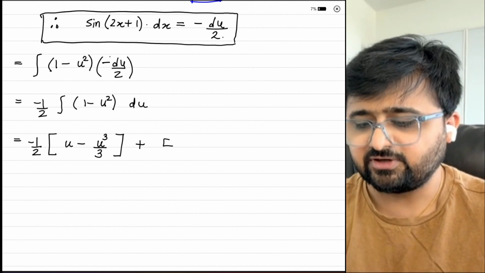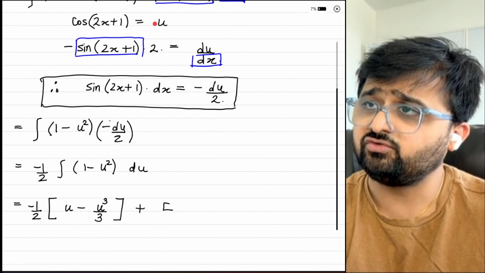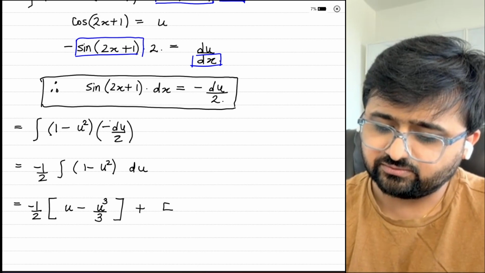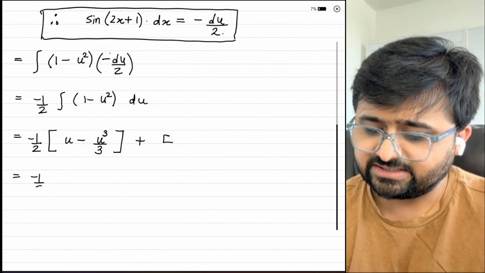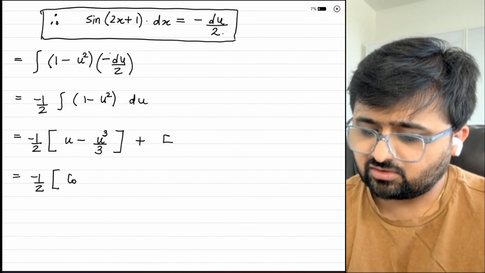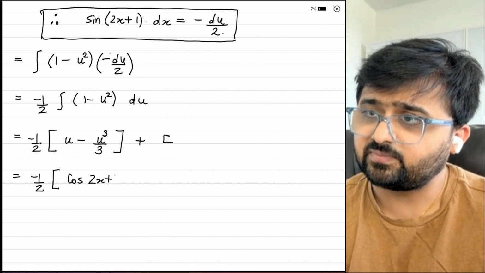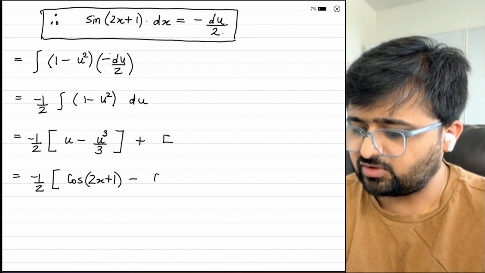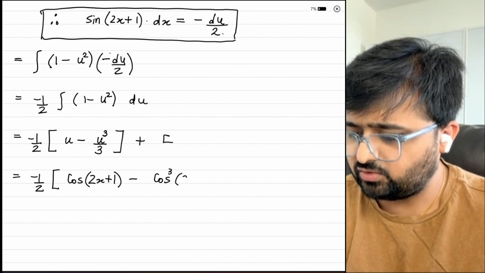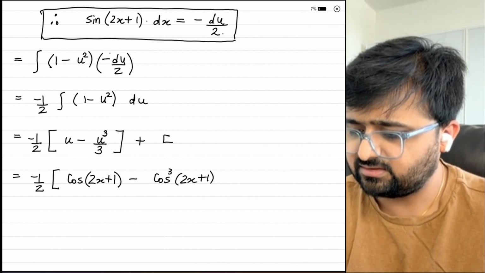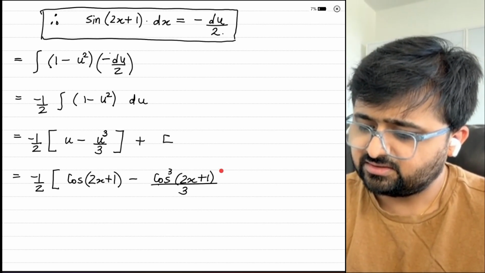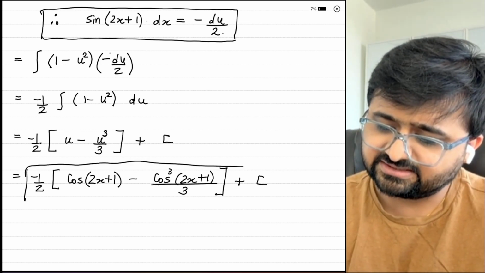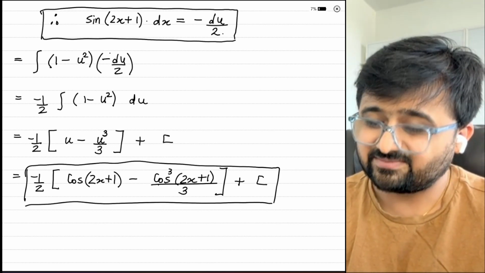You just need to convert it back to the x world now. u was cos 2x plus 1, so you can just substitute the value of u. So you have minus half, cos 2x plus 1 minus, and this u cube will become cos cube 2x plus 1 divided by 3, close the bracket, plus the constant of integration c, and this is your final result in the x form. I hope that makes sense.